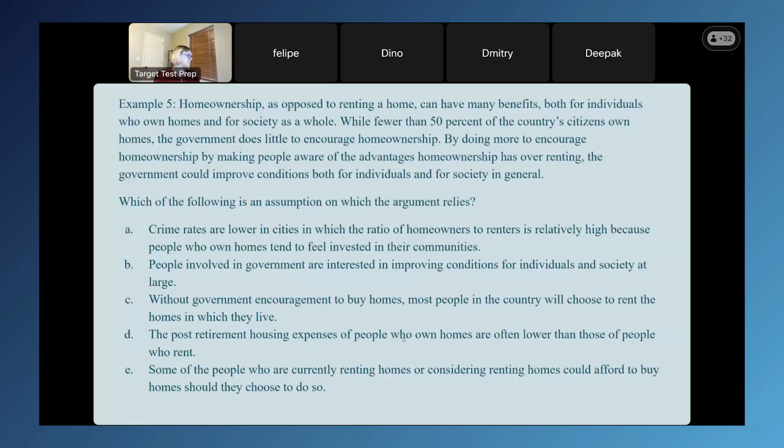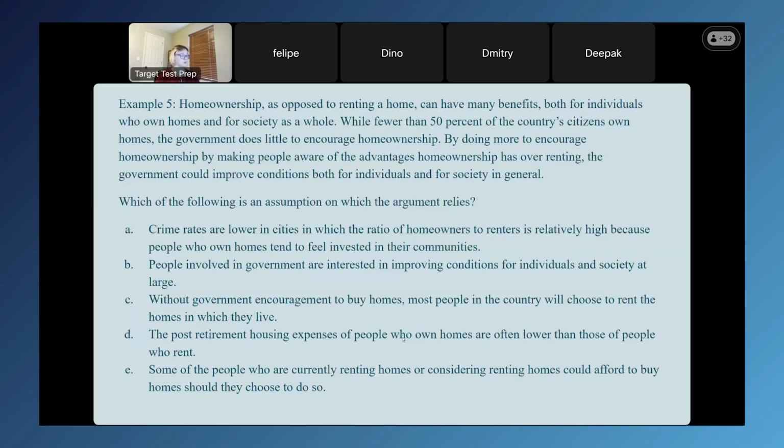And E, some of the people who are currently renting homes or considering renting homes could afford to buy homes should they choose to do so. An important note here is that "some people" is basically any amount of people, at least one person and maybe all the people. It's a very broad term. So the opposite of this is none of the people who are currently renting homes or considering renting homes could afford to buy homes should they choose to do so.